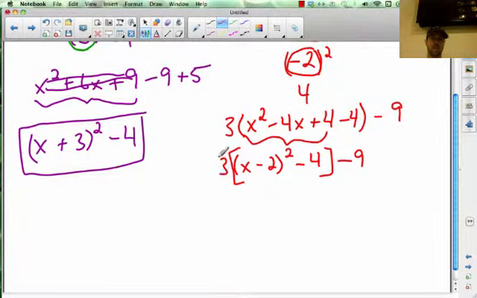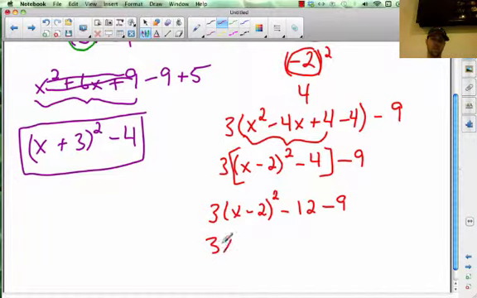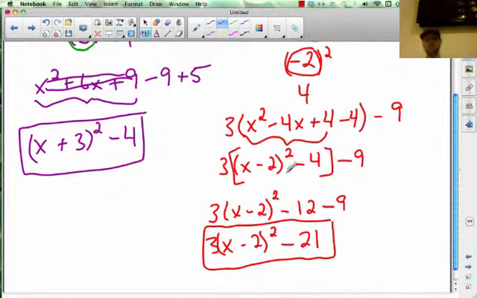So then simplify by multiplying this in, and the first part we just leave as 3 times x minus 2 squared, but then the 3 gets multiplied by that negative 4 and gives us minus 12, and then minus 9, and then simplify at the end there. Minus 12 minus 9 will give you minus 21, and now you're done. So that's how you deal with an a value.